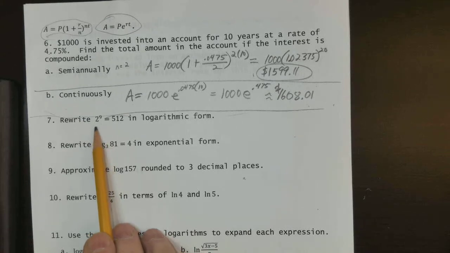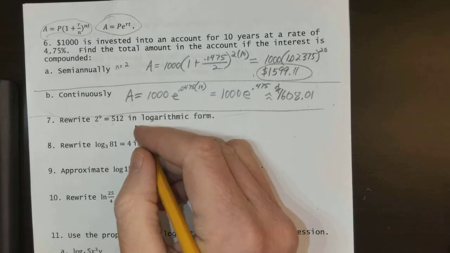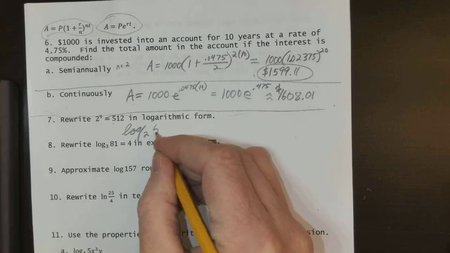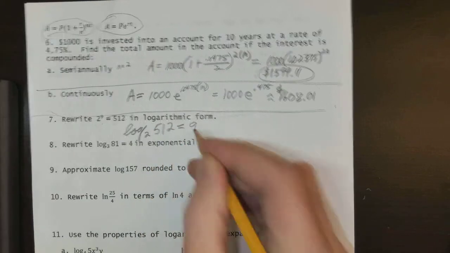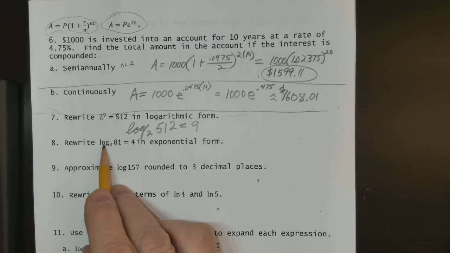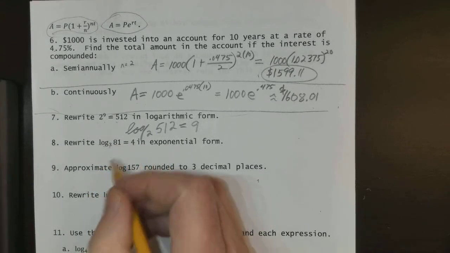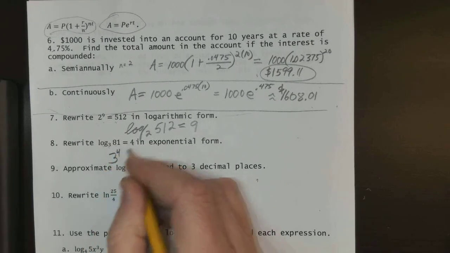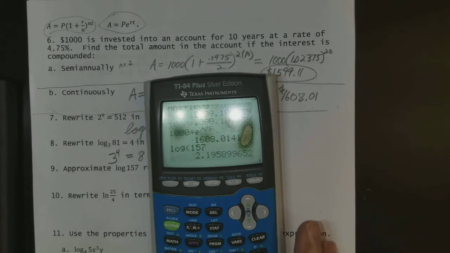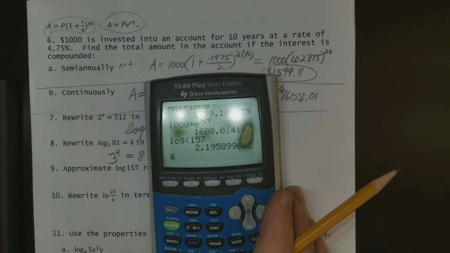All right, now number 7, rewrite 2 to the 9th equals 512 in logarithmic form. That means the log, here's my log, my base is 2, I'm taking it of 512, and it's equaling 9. And rewriting this, log base 3 of 81 equals 4 in exponential form. So 3 is the base, 4, that answer is the exponent. 3 to the 4th equals 81. Okay, log of 157, round to 3 decimals, 2.196.